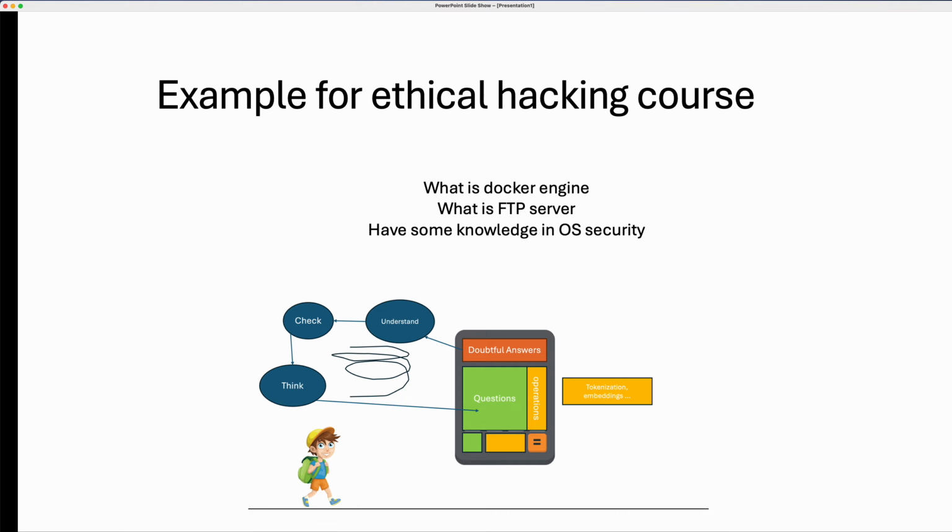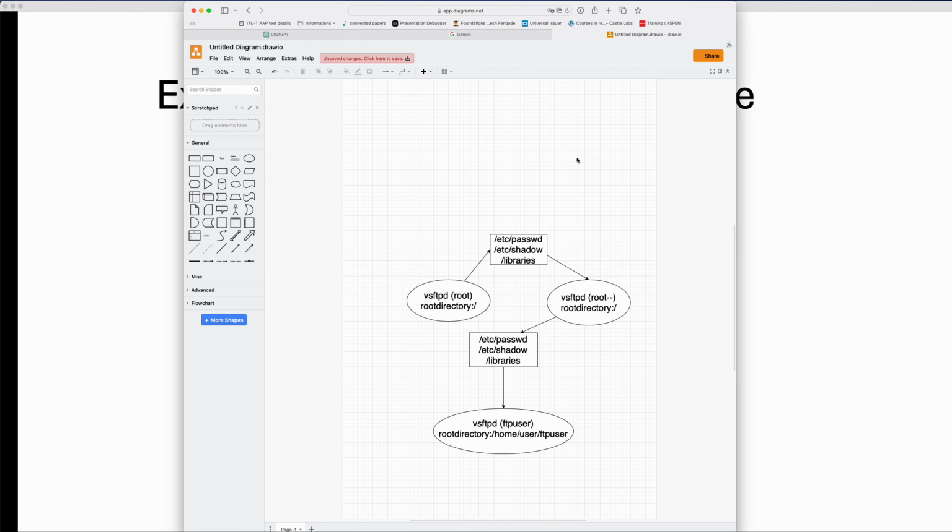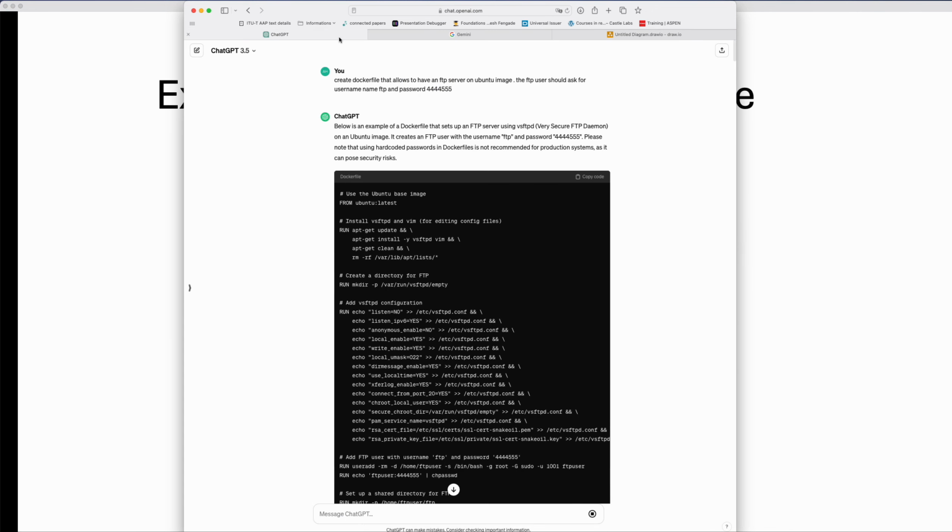So let me first illustrate this example. First, I use ChatGPT because here I wanted to create some vulnerable image on which my students need to work in order to enumerate and then attack later in the ethical hacking course.